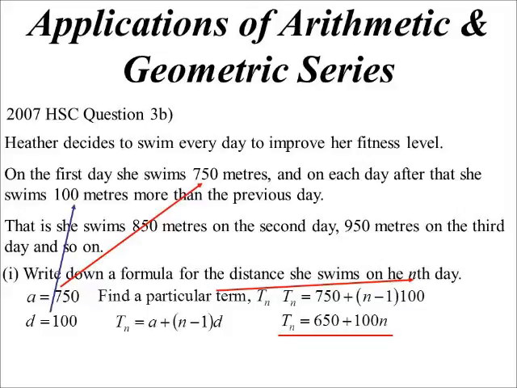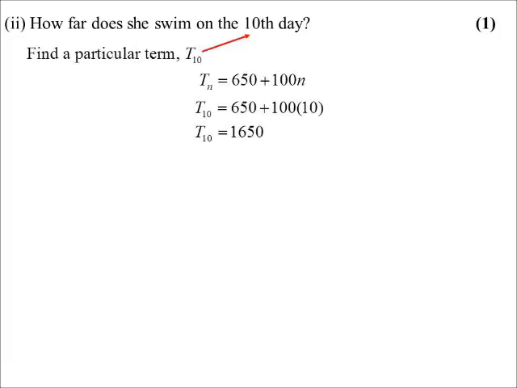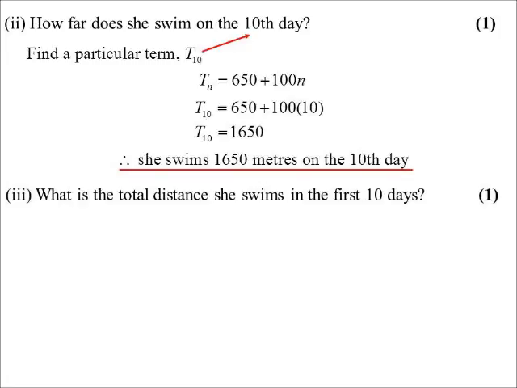Okay. So how far does she swim on the 10th day for 1 mark? T10. I think we have to find T10. Substitute in: 1,650 metres. Over those 10 days, what's the total distance they swum?